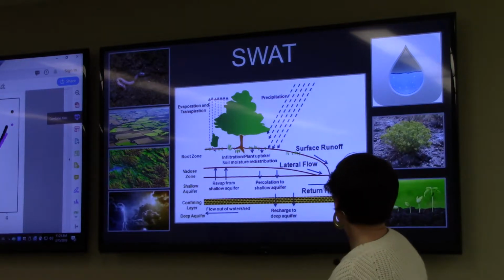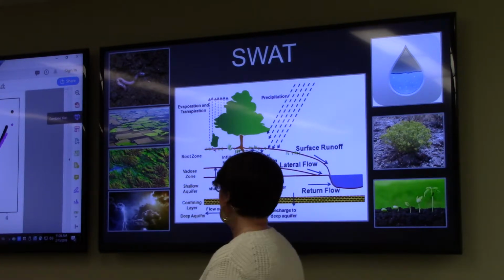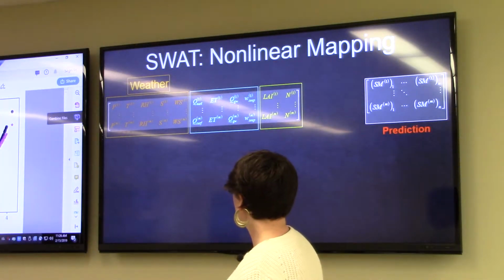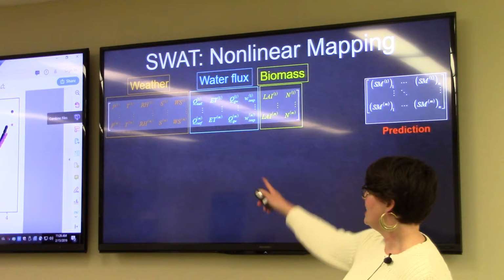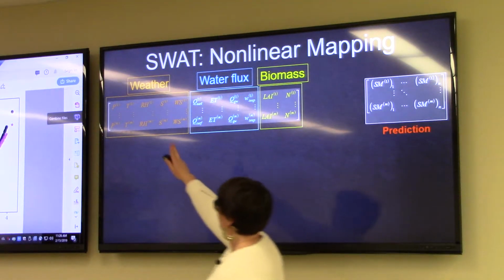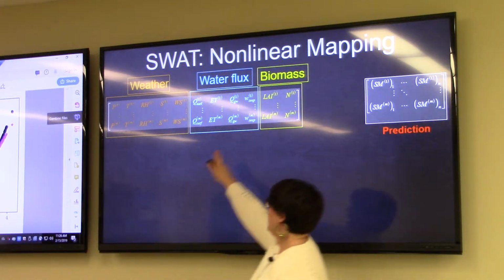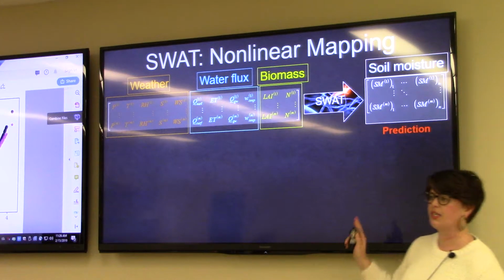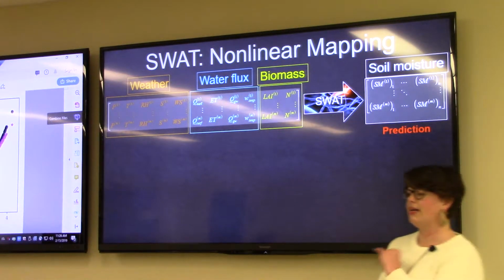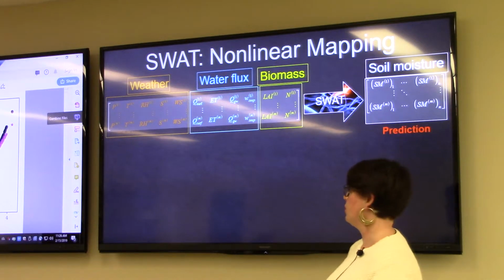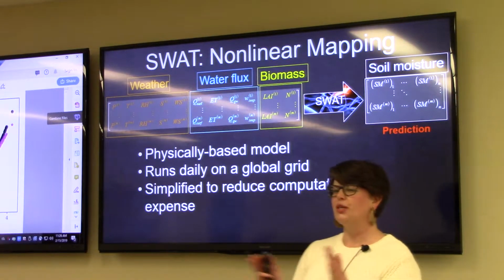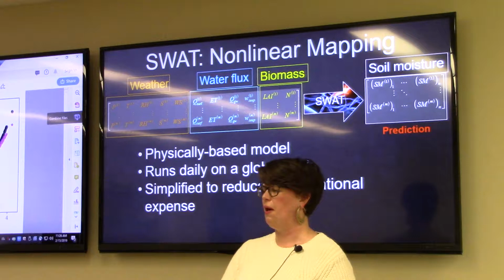And what we're going to be predicting is, SWOT predicts both water flux and biomatter flux. In this case, what I'm really interested in is the water flux in the near surface environment. So again, SWOT, this physics-based model, is taking these inputs for weather parameters, which is our dynamic data, and static parameters for water flux and biomass, running that through a physics-based model, and predicting soil moisture. SWOT actually predicts a lot of different values. The one I'm interested in is soil moisture. So it's a physically based model. It runs daily on a global grid. I'm actually only using a subsection of the US grid: start small and get more complicated.